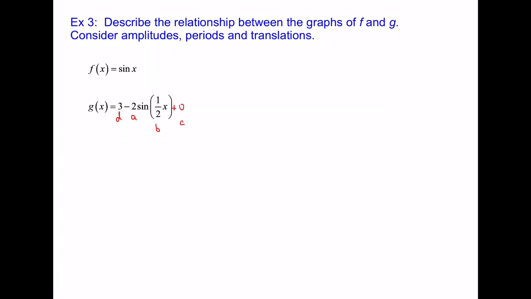So let's describe what is going on here. Let's just kind of start with the first one in terms of d. So since we know d is equal to 3, what does that tell us? Well, we know that if d is equal to 3, that we will have a vertical shift.